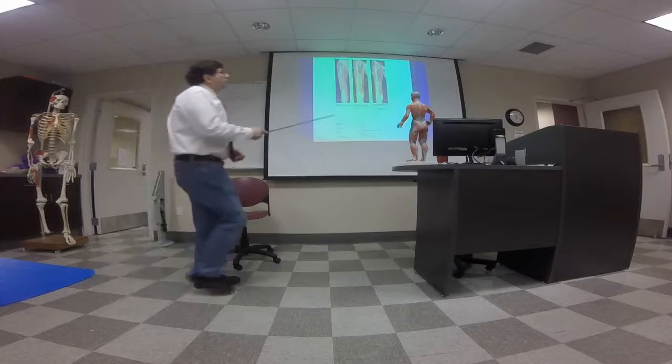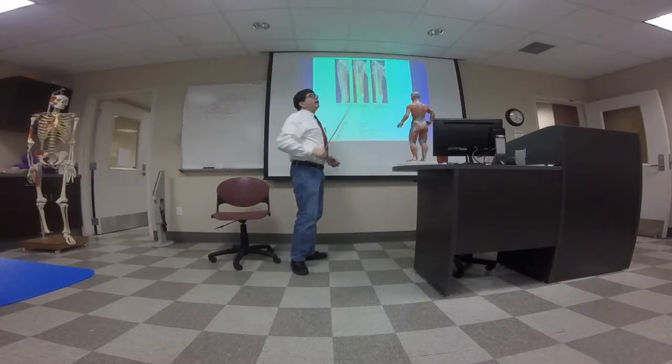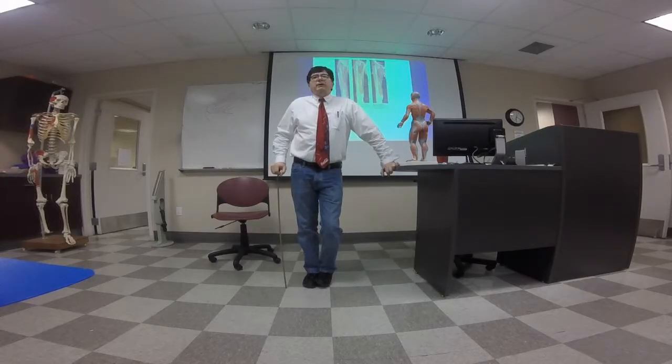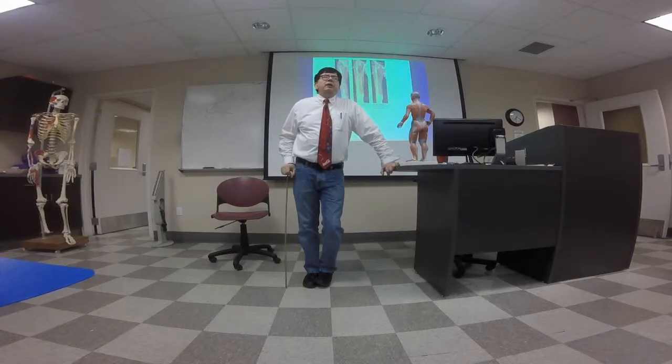Now, because the adductors are located along the medial aspect of the thigh, what nerve provides their innervation? The obturator, right. Again, the obturator provides innervation to the medial muscles of the thigh, femoral nerve, anterior.